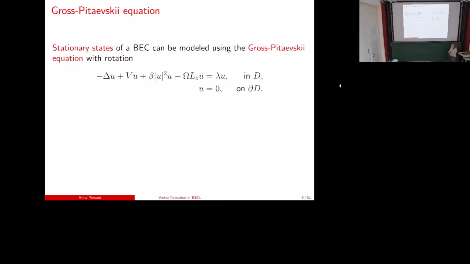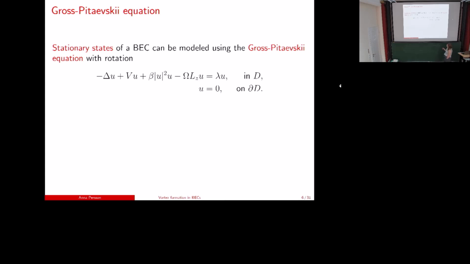Okay, so we use this Gross-Pitaevskii equation, which we want to model the stationary states. So it's the ground state of the Bose-Einstein condensate, and we include this rotational term because we're interested in rotating. What happens when we rotate the condensate?